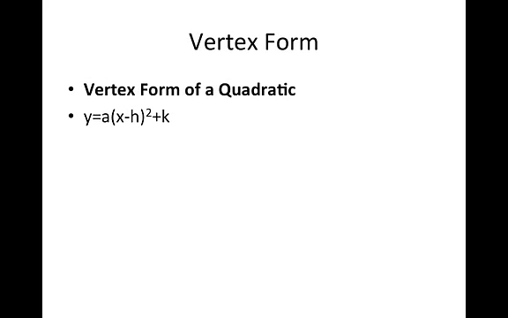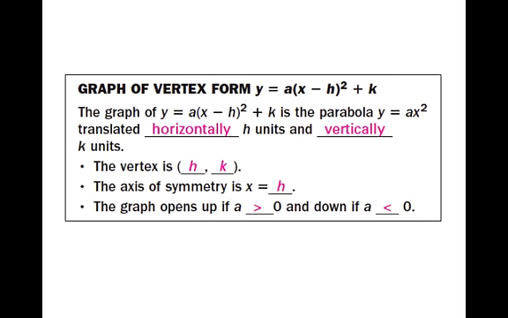All right, so we've looked at standard form. Now we're going to look at another form, vertex form: y = a(x - h)^2 + k. The graph of y = a(x - h)^2 + k is the parabola y = ax^2 translated horizontally h units and vertically k units.